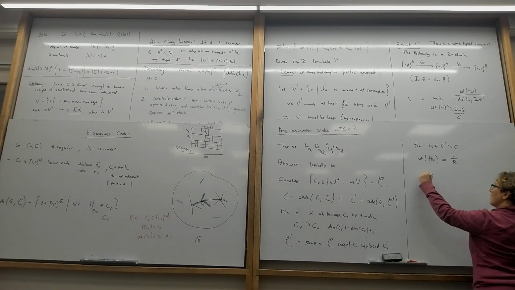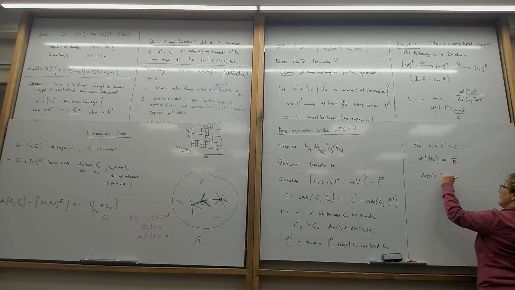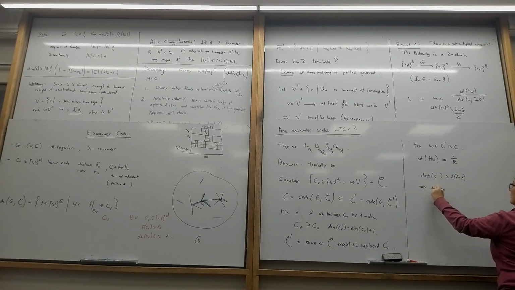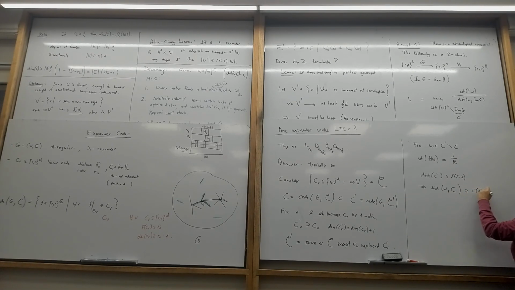The distance of C prime is at least delta times delta minus lambda. W is not in C, so the distance here is not 0. From any other string in C it is at least delta times delta minus lambda, which is huge. It's a linear, a constant fraction, and this is a tiny number. It goes to 0 with R. So this is like the strongest possible violation of being locally testable.